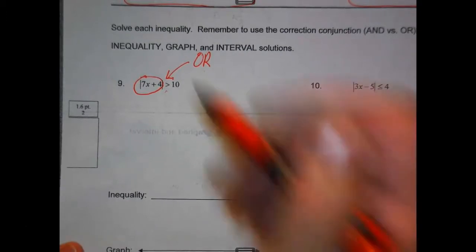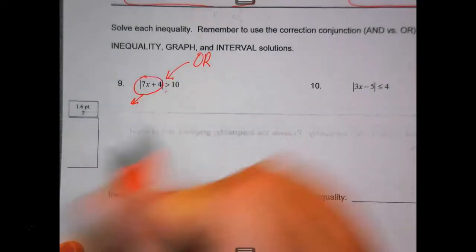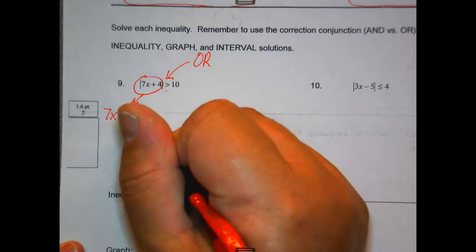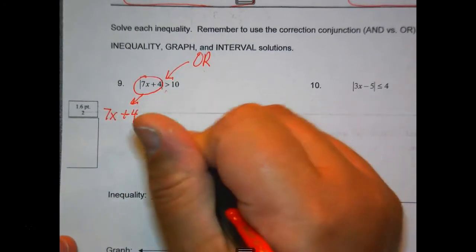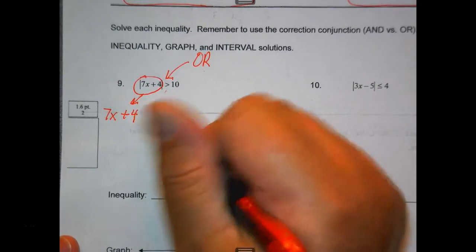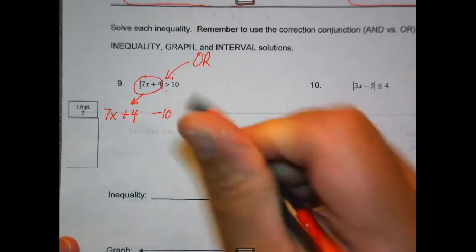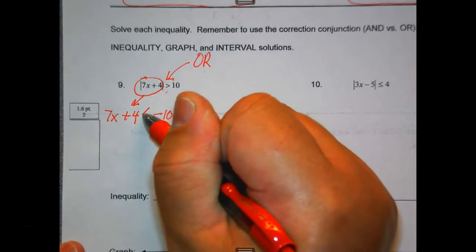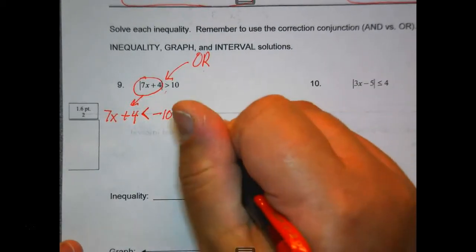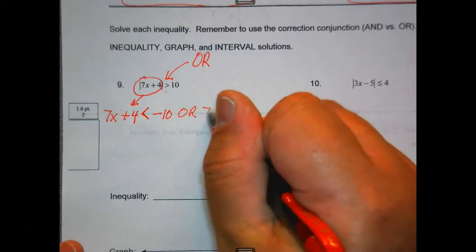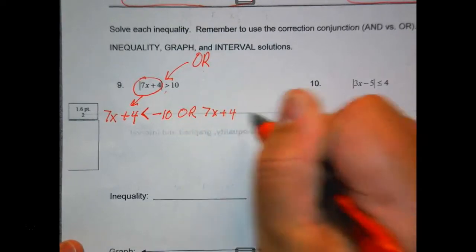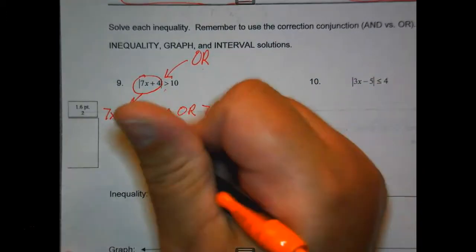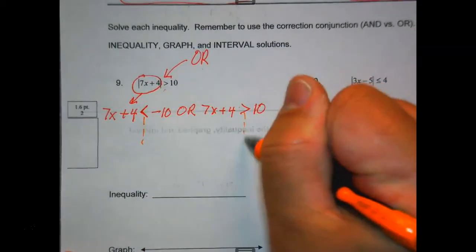Okay. Take what's inside, 7x plus 4. I like putting my negatives on the left-hand side, so I'm going to put negative 10 there, which means I have to do what to the sign? Flip it, switch it, reverse it. It's an or problem. Take what's inside, keep everything the same. Now, solve each one of these.